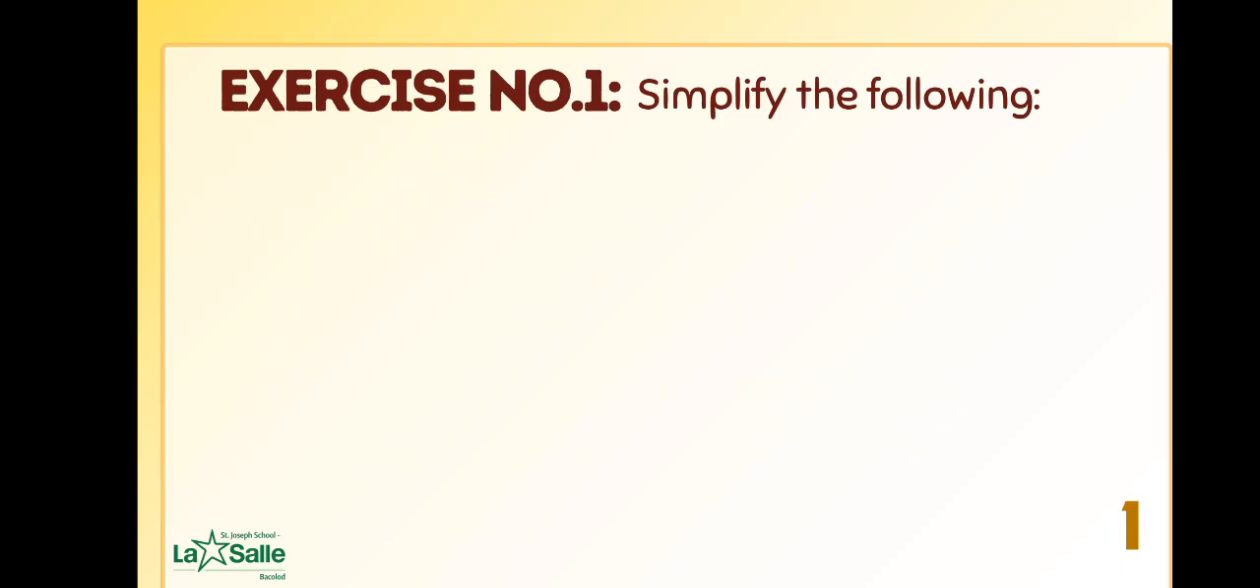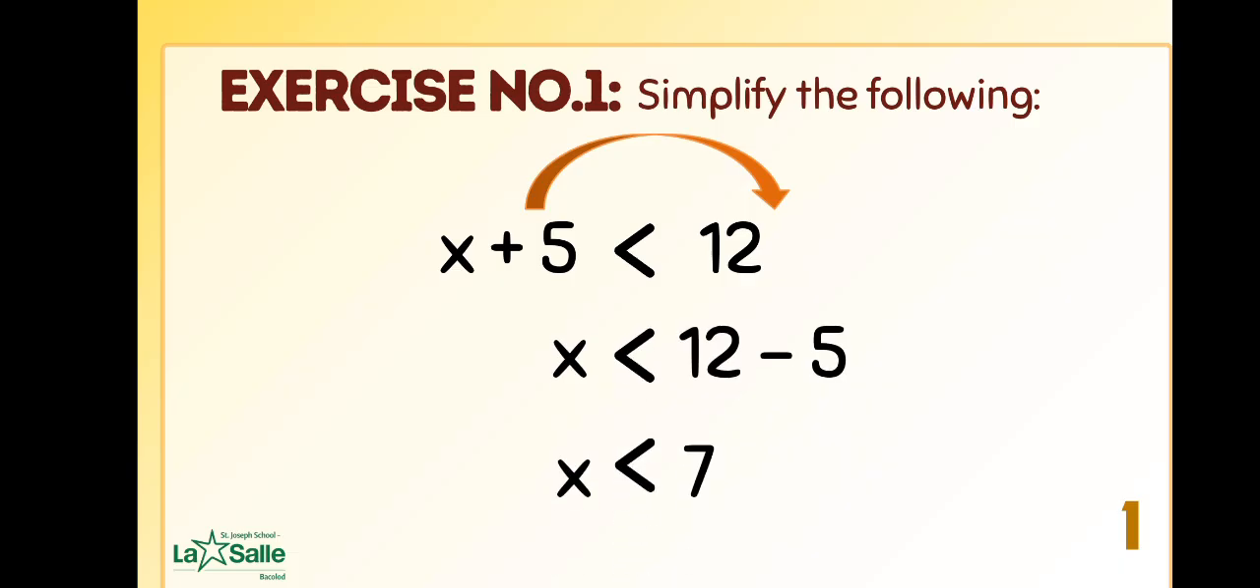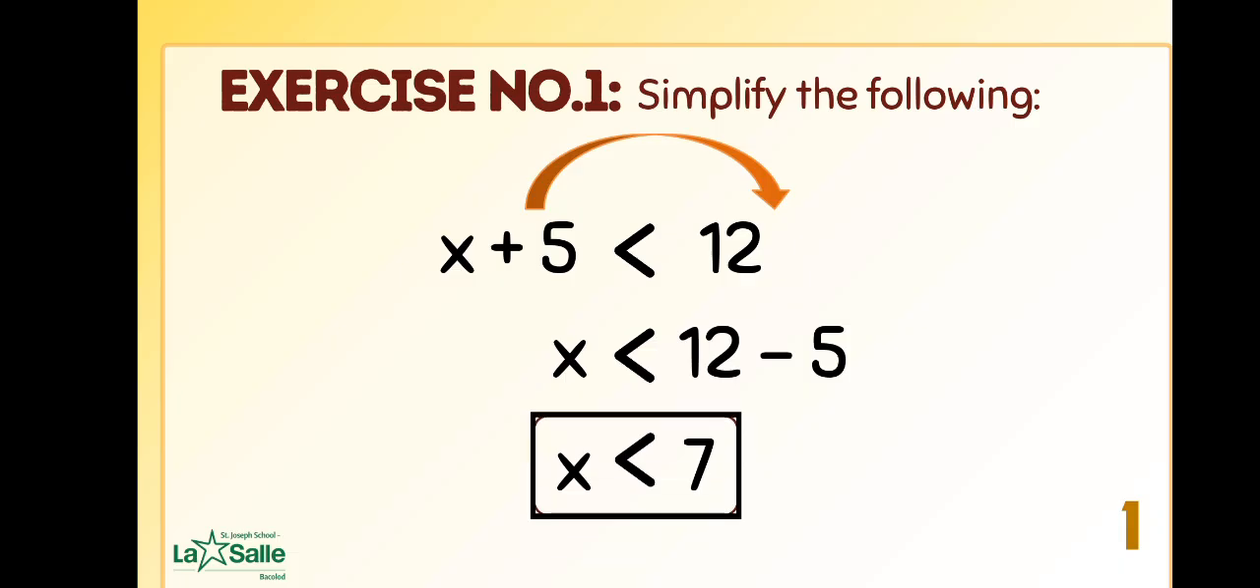So let us now have exercise number 1. Simplify the following: x + 5 < 12. Just like equations, we can simply use transposition. From positive 5 on the left, we transpose this positive 5 onto the right, and it becomes negative 5. So x is now less than 7. This is how you solve for the value of x. What are the values that are less than 7? We have 6, 5, 4, and so on.